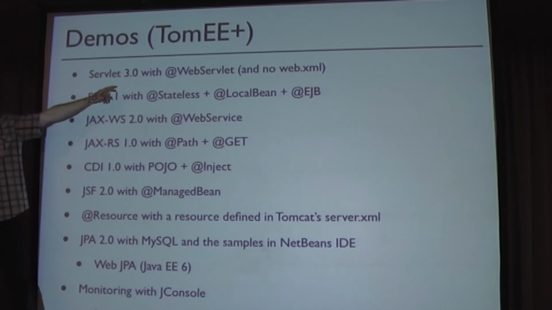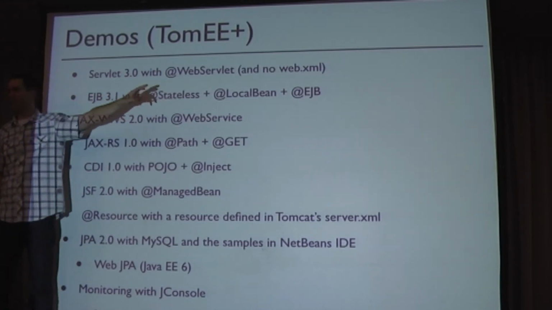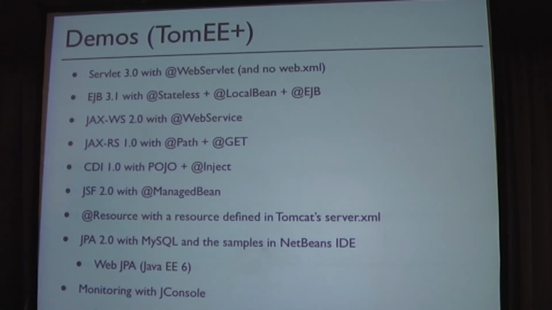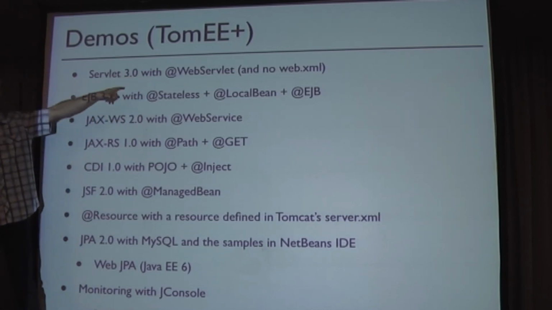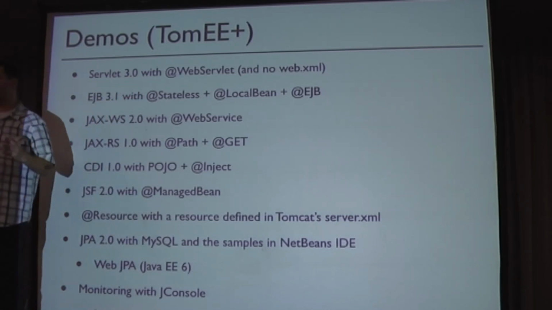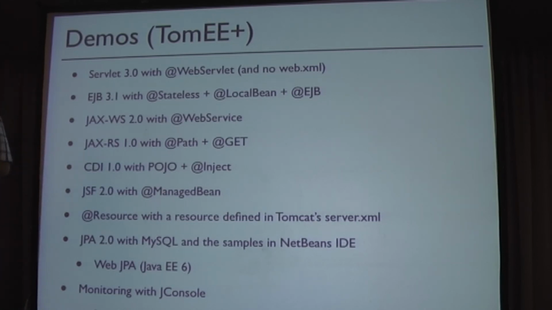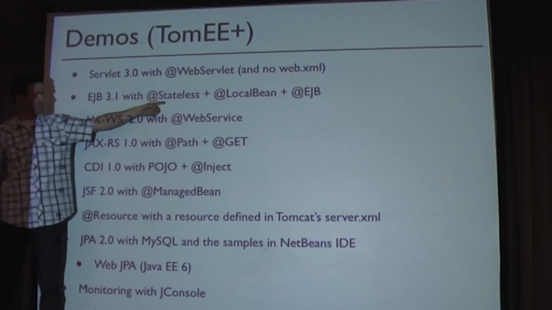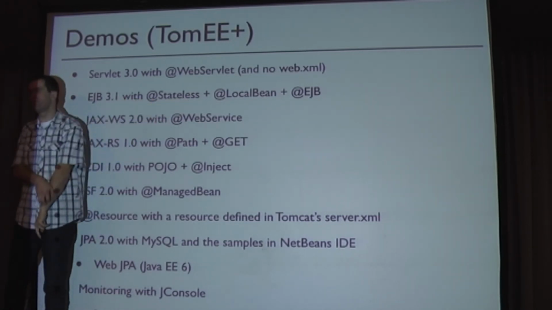Servlet 3.0 with @WebServlet. It's supported by Tomcat. What I'm going to do with this example is show that we didn't spoil Tomcat while building TomEE, which means we didn't break anything that was supported by Tomcat. So I'm going to run this very simple servlet with @WebServlet, because that's all you might expect from Tomcat, nothing else, right? EJB 3.1 with @Stateless and @LocalBean plus @EJB.